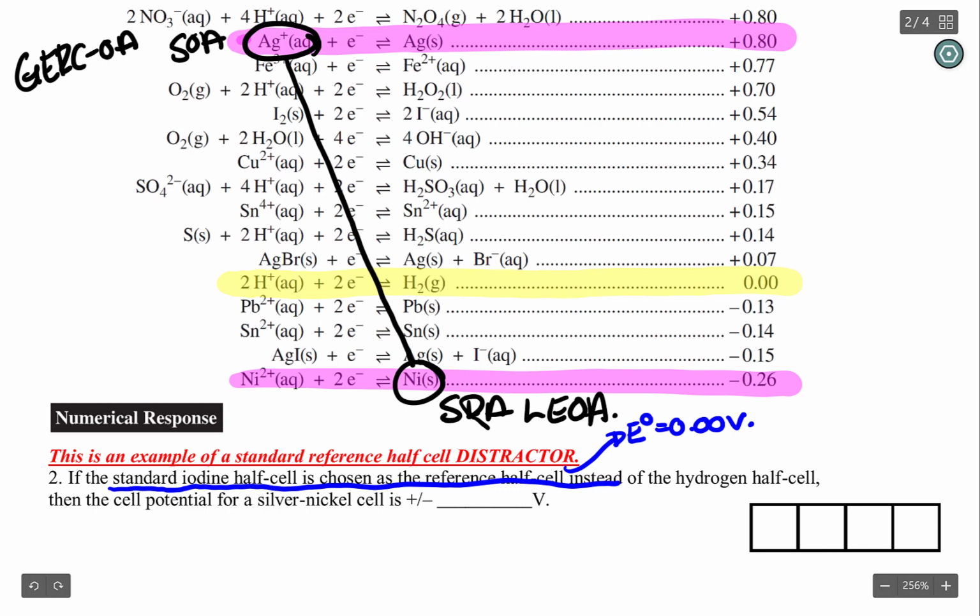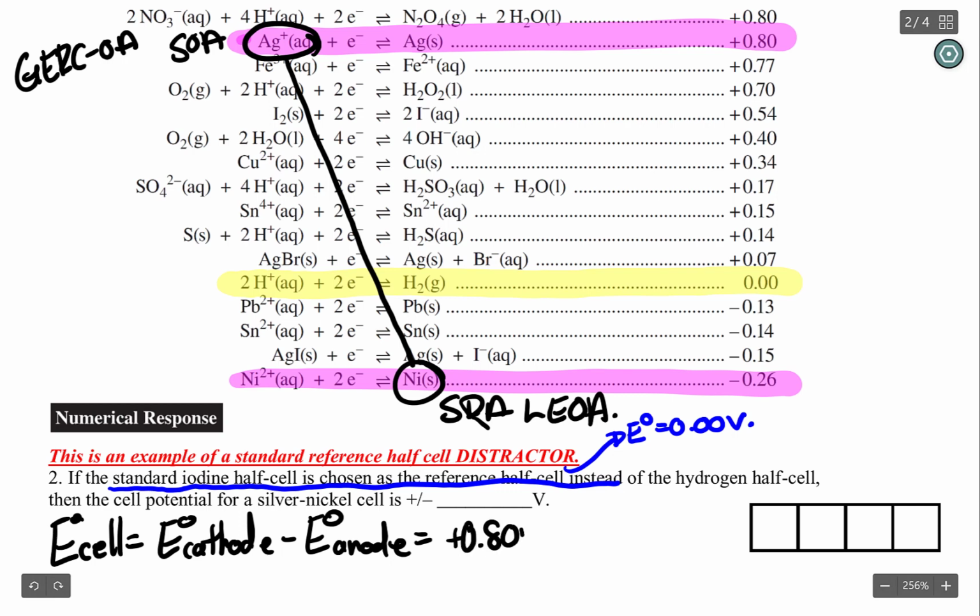All right, so the electric potential for any cell is equal to the electric potential of the cathode minus the electric potential of the anode. So we have a positive 0.80 volts minus a negative 0.26 volts. Our negative has to make a positive, so this would work out to be 1.06 volts.